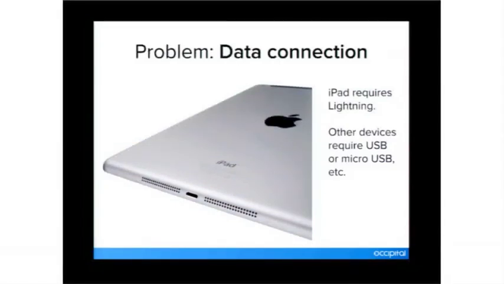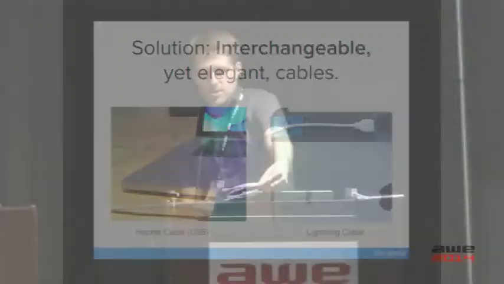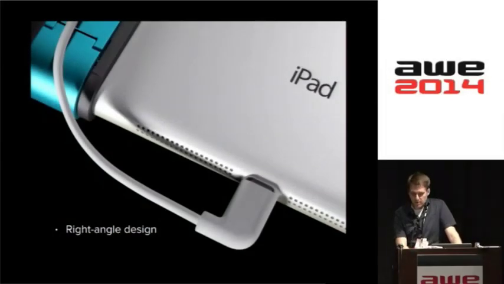Also, data connection is a problem. If you use the Structure Sensor with an iPad, you need a Lightning connector. If you want to use it with certain Android tablets, you might want micro USB, or for a PC, maybe you want USB. So how do we accommodate all these options, but still have a device that's somewhat elegant? Maybe 7 cords coming out isn't very elegant. So we made an interchangeable cable. You can see I have one here, the hacker cable. You can use this to attach to a PC or any of the devices, or the Lightning cable for the iPad. It also has a right angle design so that you don't have any strain.